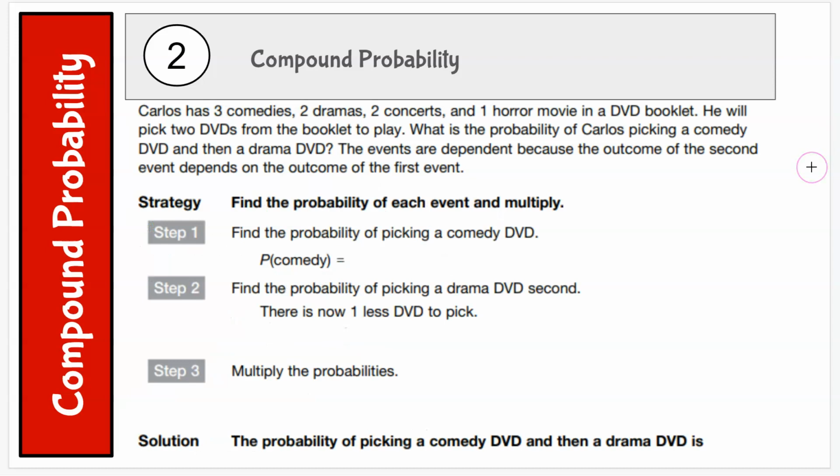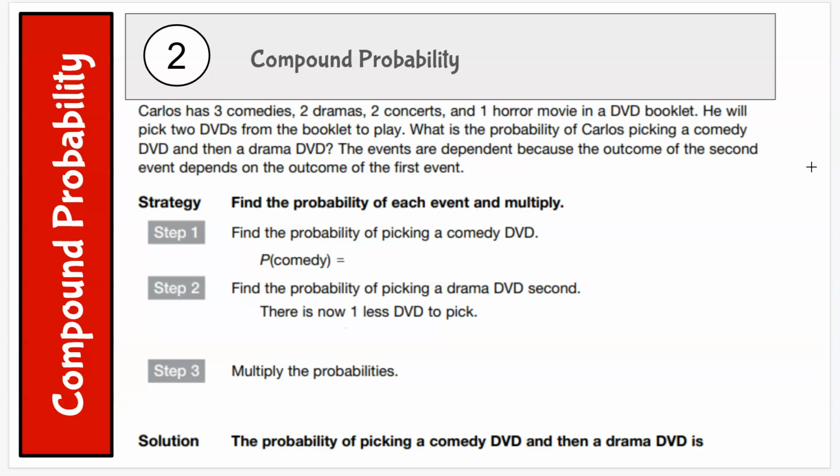So on this one, Carlos has 3 comedies, 2 dramas, 2 concerts, and 1 horror movie in a DVD booklet. He will pick 2 DVDs from the booklet to play. What is the probability of Carlos picking a comedy and then a drama? So on this one, we should see they're dependent because the second event depends on the outcome of the first. But we still need to find that probability first.